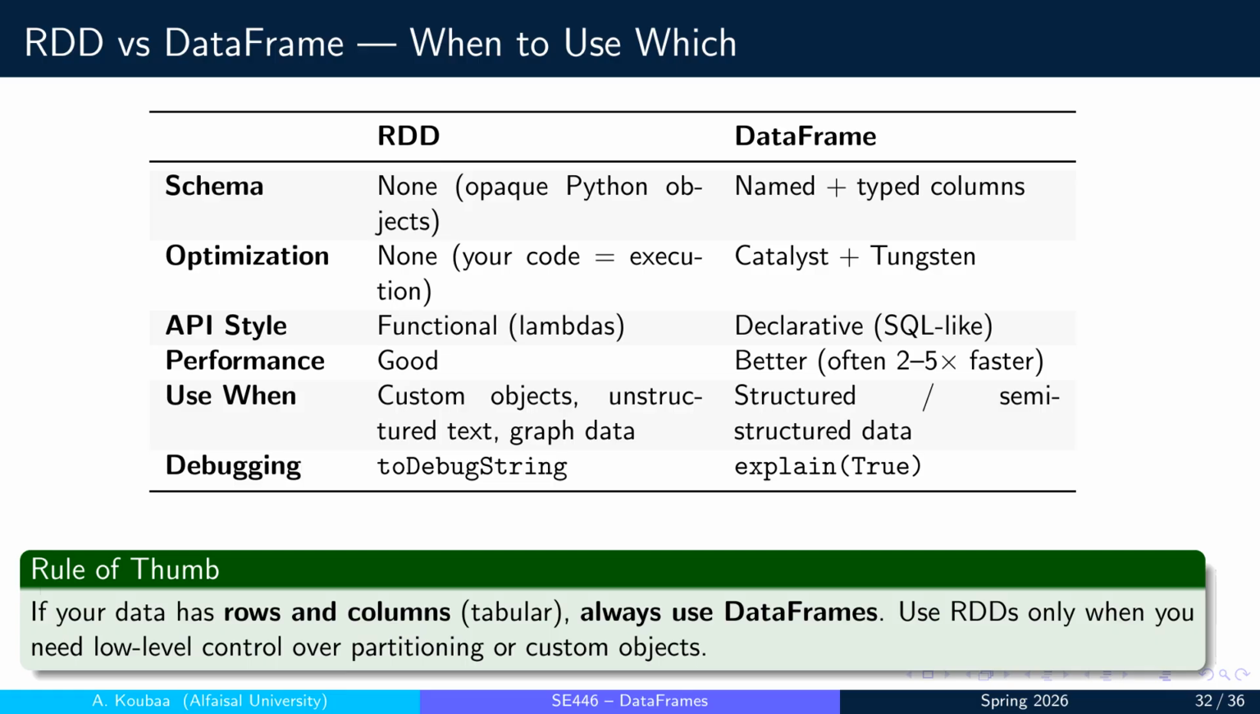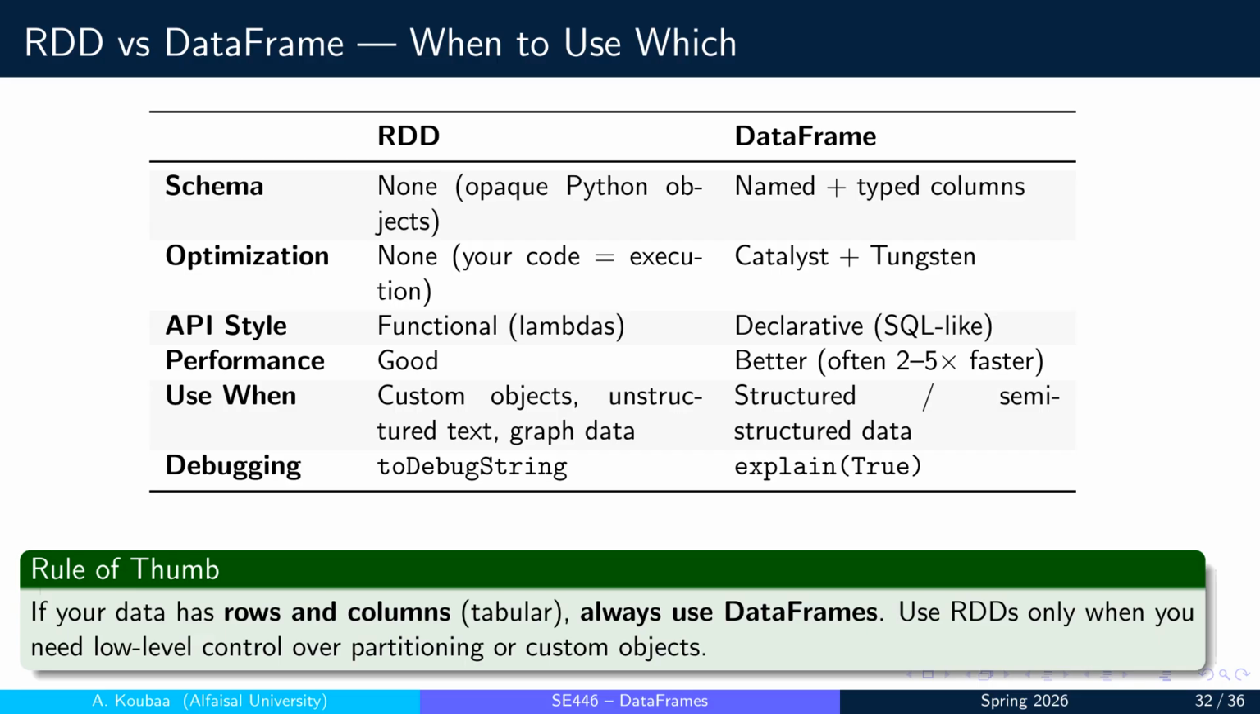On the one hand, RDDs are schemaless. They treat your data as opaque objects. As a consequence, Spark cannot optimize your code. You are in full control, which is powerful, but means performance is entirely up to you. This makes them suitable for unstructured data, like raw text or complex graph structures.